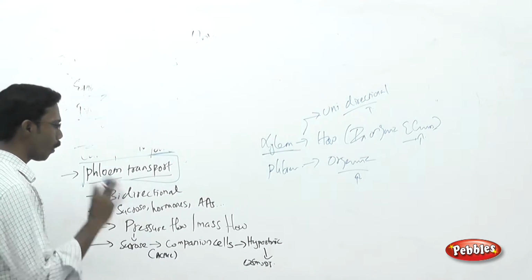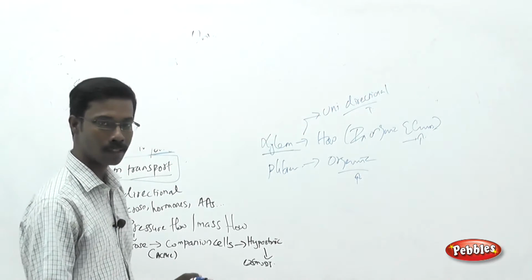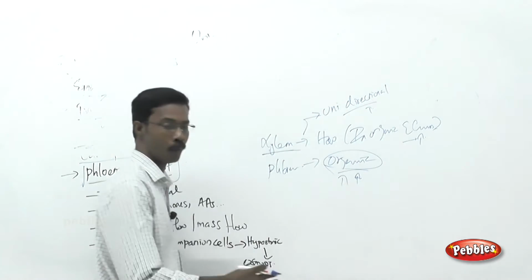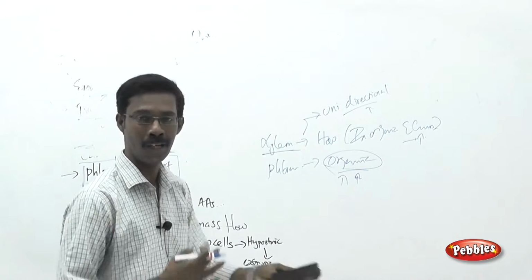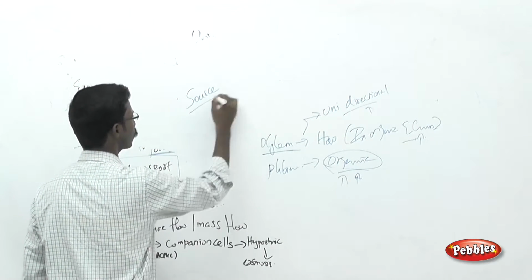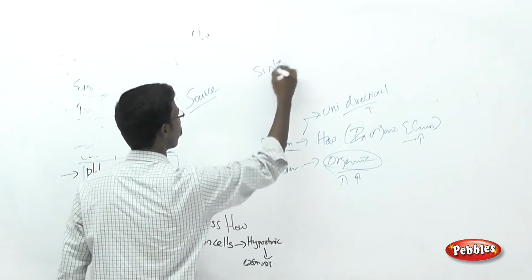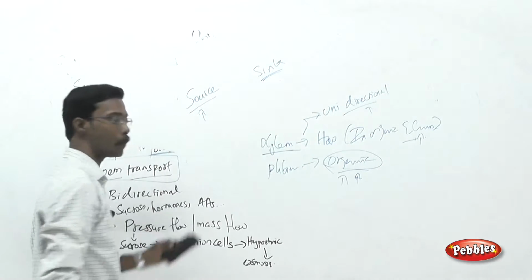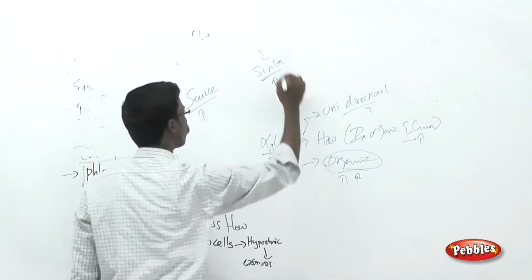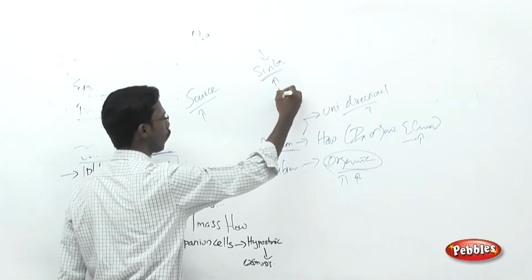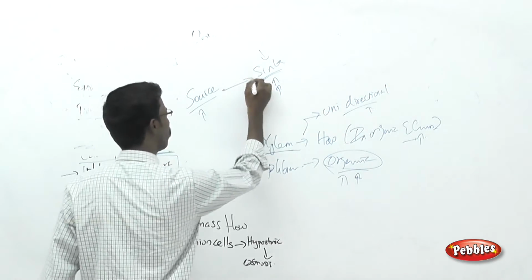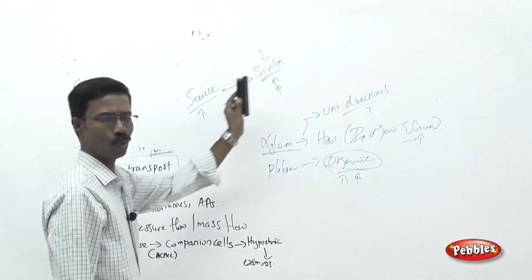But in case of phloem, it is always bidirectional, because you have to move the particular organic substances from one location to another location based on a need. We can use two terms, source and sink. Source is from where the organic substances move, and sink is the point to which the organic substances are needed. This is the normal direction, from source to sink.